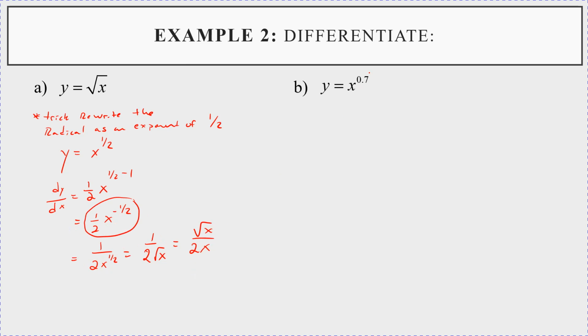All right, even this where you have a decimal, dy dx. Bring down the exponent, and then take the exponent up there and just subtract 1. So you get 0.7x to the minus 0.3. And that's it. I'll just add another one here just so you can see something else here.